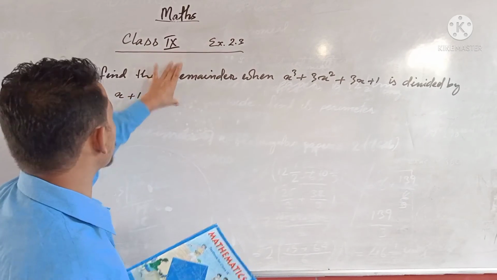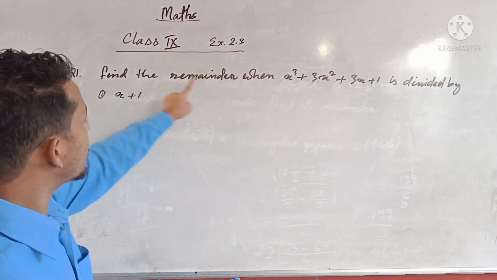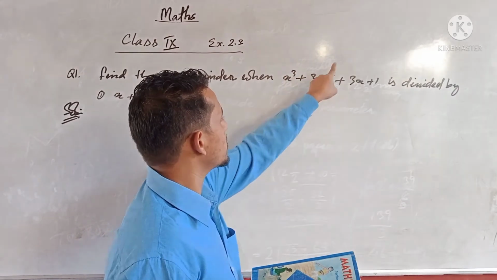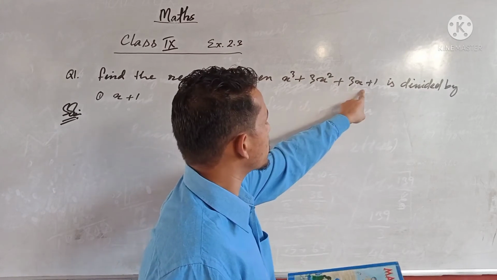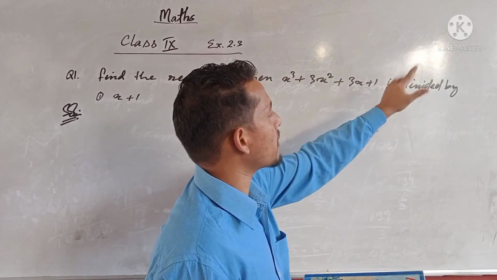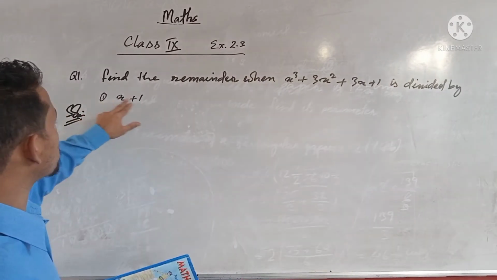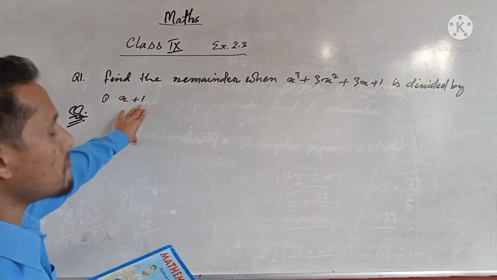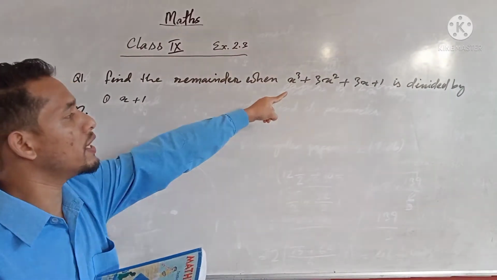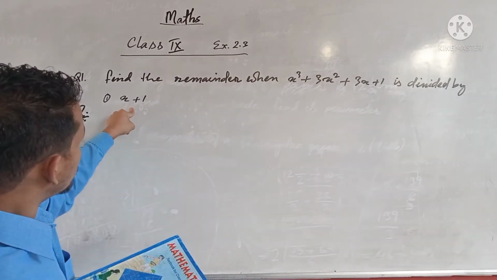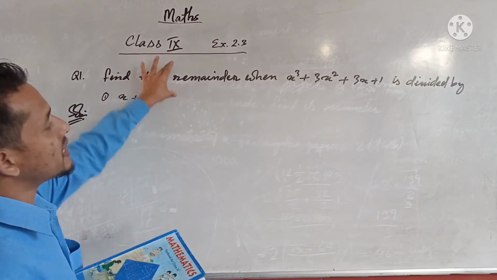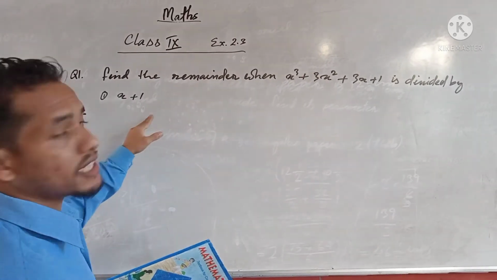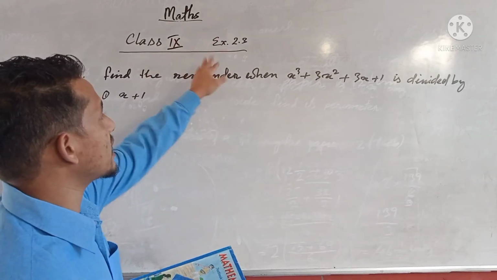So today let us do this one. Your question is: find the remainder when x cube plus 3x square plus 3x plus 1 is divided by x plus 1. We are going to find what the remainder will be if you divide that polynomial by this polynomial. They did not mention the method here, so we will be using the same method that we used in exercise 2.2.